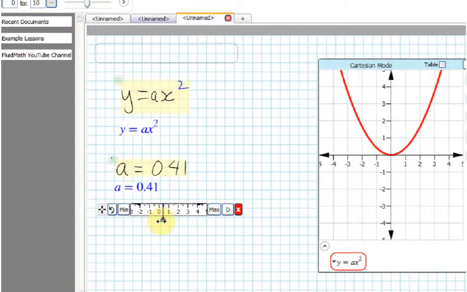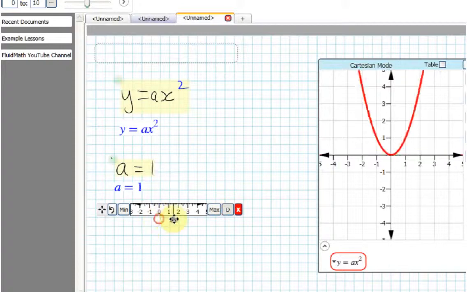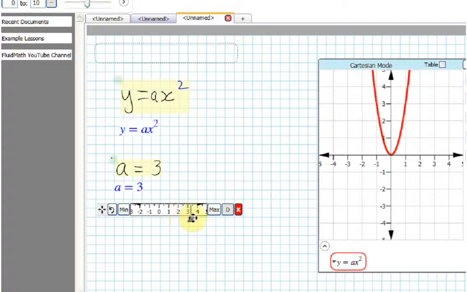Okay. So what happens at 0? What do you think happens at 0? 0 times x squared. What's that? 0. So what you really have is y equals 0. So let's take a look at what that is. Okay. Straight line. Right? Let me change it to 1. We got the parabola. 2 got a parabola. 3 got a parabola. And then at 0 we got a straight line. And then what's negative 1? Parabola again.